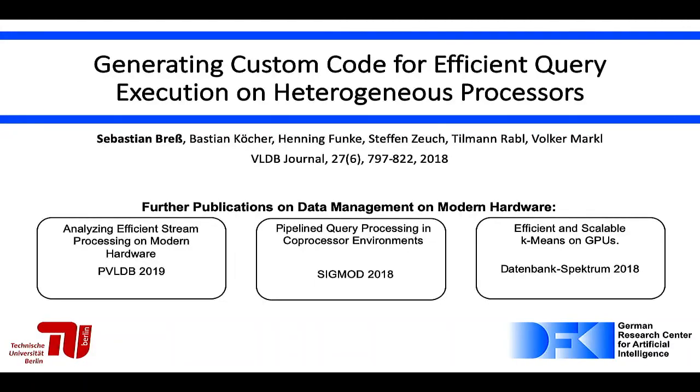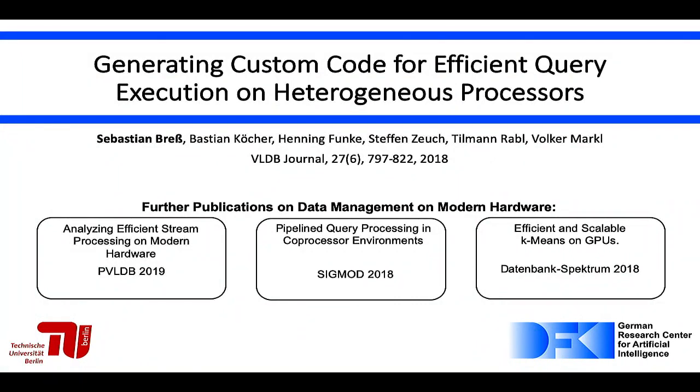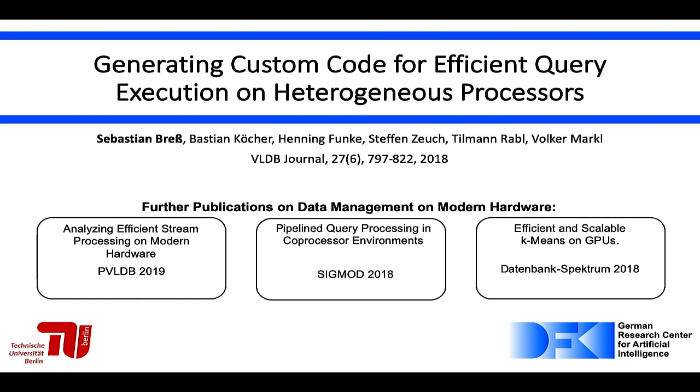And with that, I would like to mention three other works in the modern hardware and databases domain I've been working on. We've just published a paper in PVLDB on analyzing efficient stream processing on modern hardware, where we identified bottlenecks of existing stream processing systems and proposed ways to make them more efficient by considering hardware characteristics. Then we did some work on pipelined query processing in coprocessor environments, where we looked at how we can efficiently execute database queries on data sets that exceed the GPU memory. We also proposed novel parallelization strategies on GPUs in there. And finally, we optimized the k-means algorithm for GPUs and made it scalable to arbitrarily large input data sets.